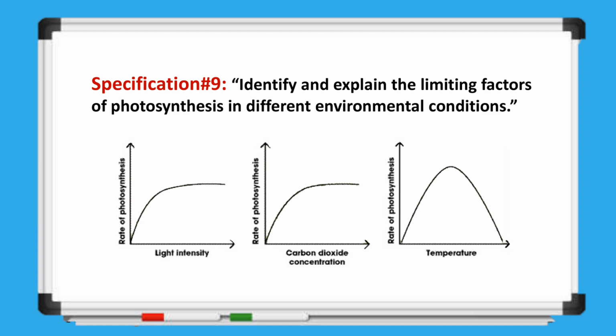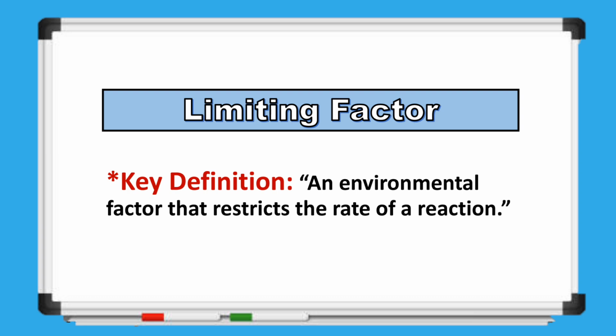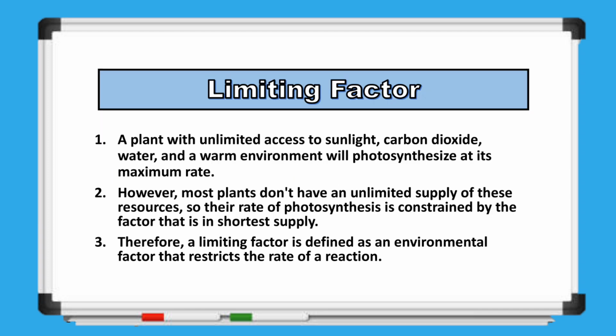But first of all, what do we mean when we say limiting factor? Well, here's its definition for you to learn. A limiting factor is simply defined as an environmental condition that restricts or slows down the rate of a reaction. In the case of photosynthesis, it refers to anything that is in short supply and limits how quickly the process can take place. For example, if a plant had unlimited sunlight, plenty of carbon dioxide, a warm environment, and enough water, it would photosynthesize at its fastest possible rate.